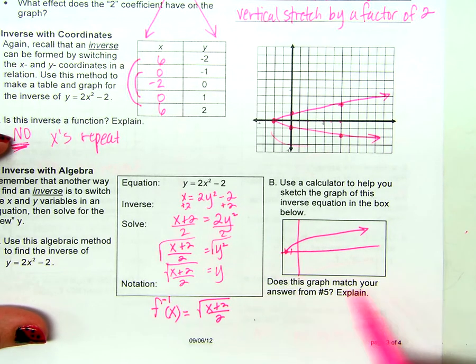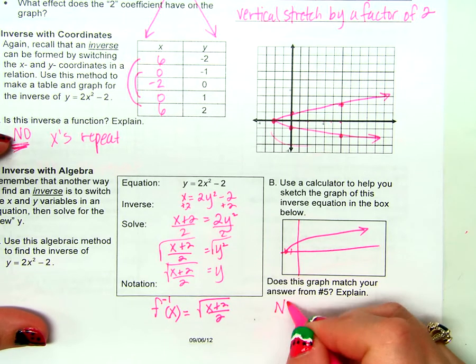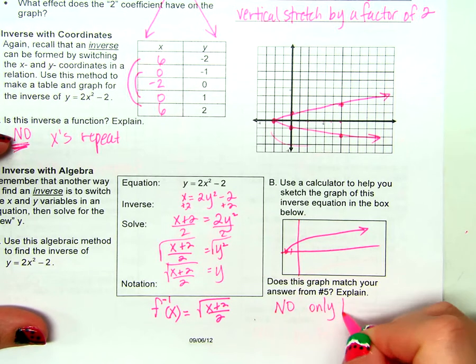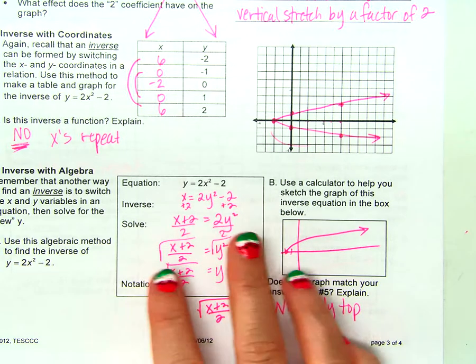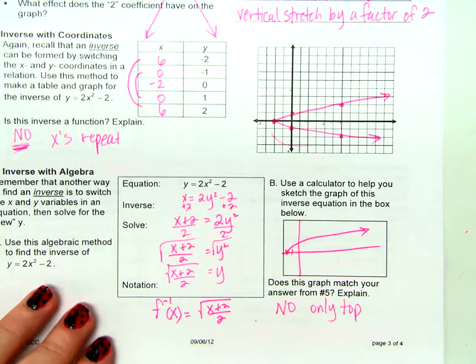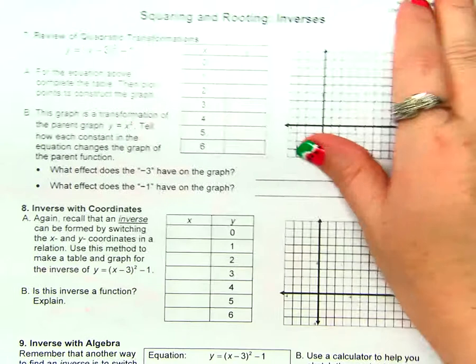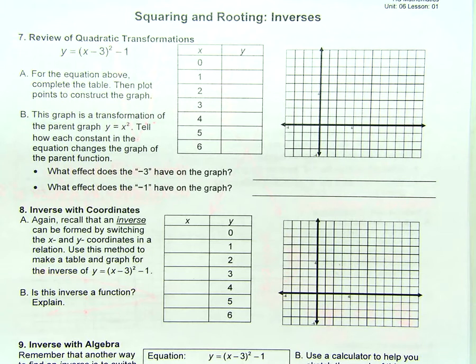Okay? So does this graph match your answer from number 5? No, it does not. It's only the top. But that's okay now, right? Now, if I ask you to take the square root of 25, what are you going to tell me? Plus or minus 5, because that's what the answer actually is, right? But if we're talking about using the inverse properties to find the inverse of a quadratic, if we're trying to find functions specifically, you know we have to only take the positive, otherwise it's not a function. Could we only take the negative? That's something to think about, isn't it?